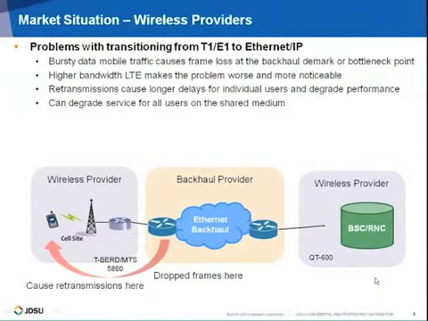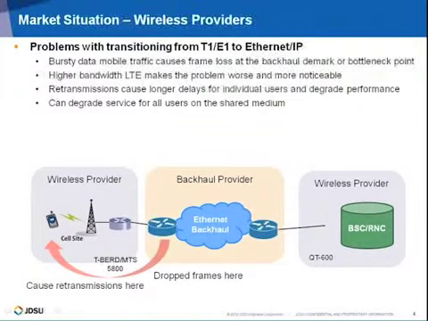So I want to take a moment to look at the market situation as we've seen it, working with wireless providers first, and then we'll talk about wireline providers. What we're seeing is that as wireless providers transition from T1 and E1 links to Ethernet, bursty data applications running on all of our smartphones are causing, in many cases, frame or packet loss either at the demarc point to the backhaul network or at some bottleneck point within the wireless network or the backhaul network.